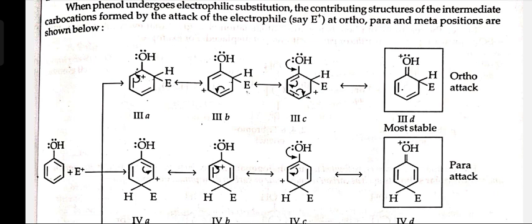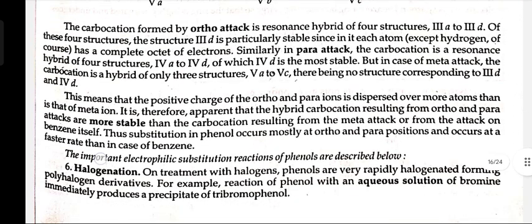When phenol undergoes electrophilic substitution, the contributing structures of the intermediate carbocations formed by the attack of an electrophile, say E+, at the ortho, para and meta positions are shown below. The carbocation formed by ortho attack is a resonance hybrid of four structures, that is 3A to 3D. Of these four structures, 3D is particularly stable, as each atom has a complete octet of electrons.